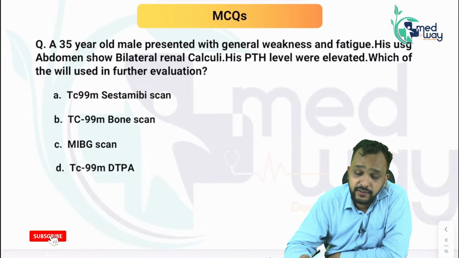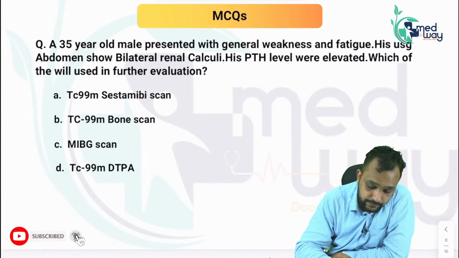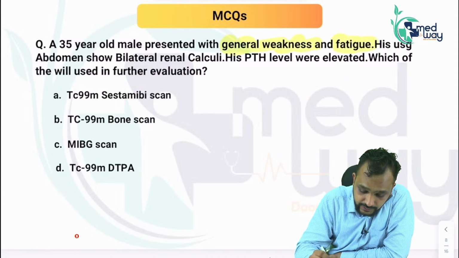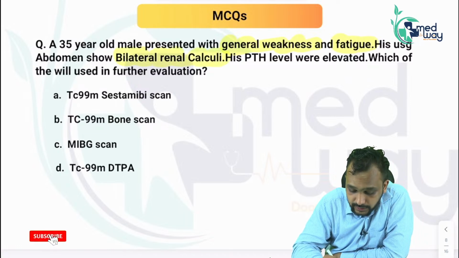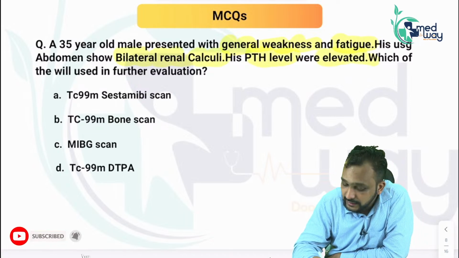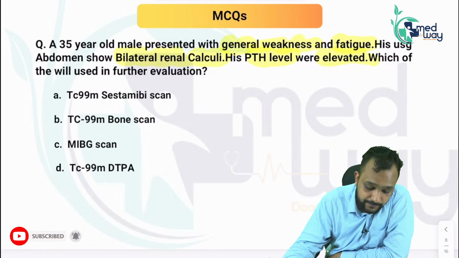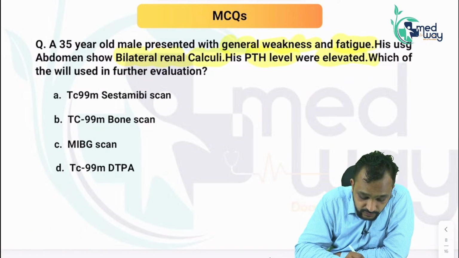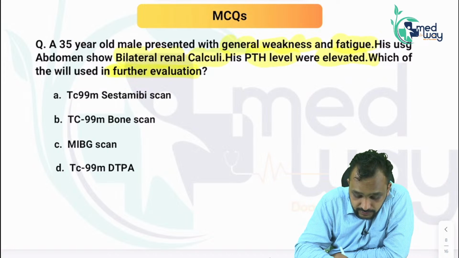Now a 35-year-old male presented with general weakness and fatigue. His ultrasound abdomen showed bilateral renal calculi. Parathyroid levels were elevated. So obviously we are talking about hyperparathyroidism. Which of the following will be used in further evaluation?